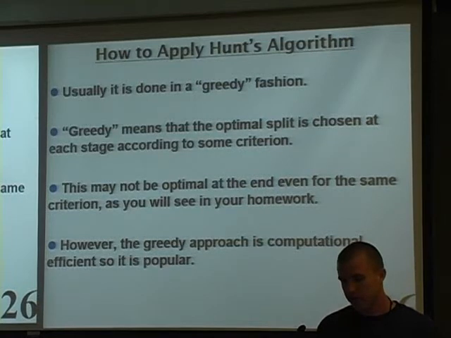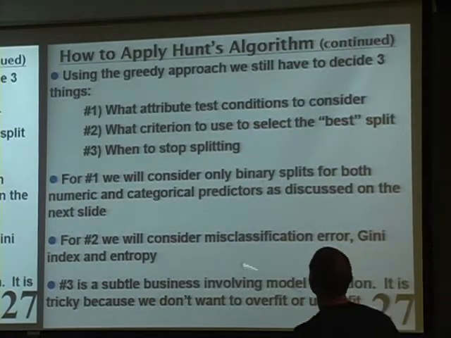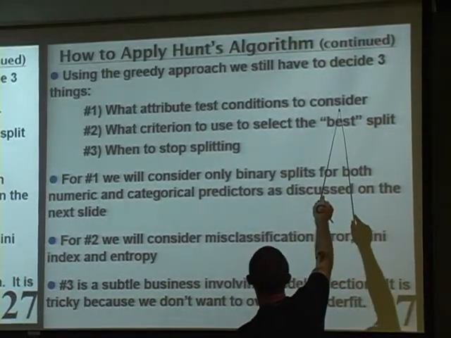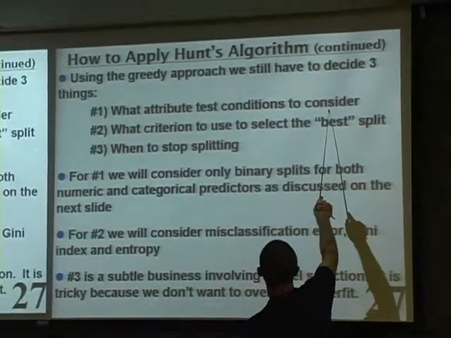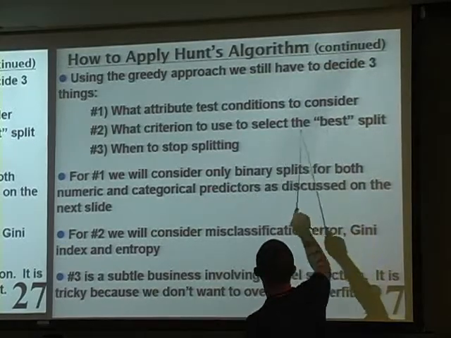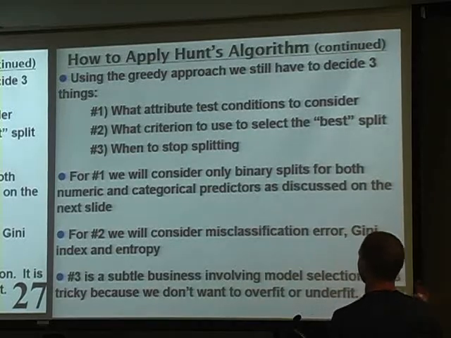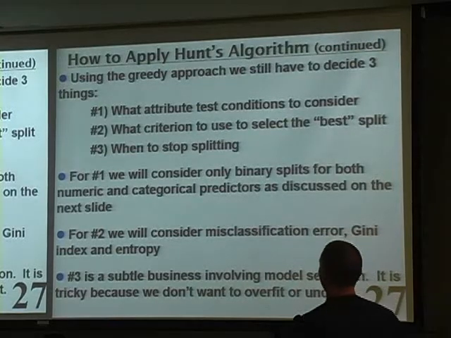Now, once you say, I'm going to use Hunt's algorithm, I'm going to use this greedy approach, there's still some questions you need to answer. So in particular, what type of test conditions should you consider? If it's a continuous attribute, how should you split it? If it's an ordinal attribute, how should you split it? What criterion to use to select the best split? How can I say this split is better than this split? How should I know if I should split on this one versus this one? And then when to stop.